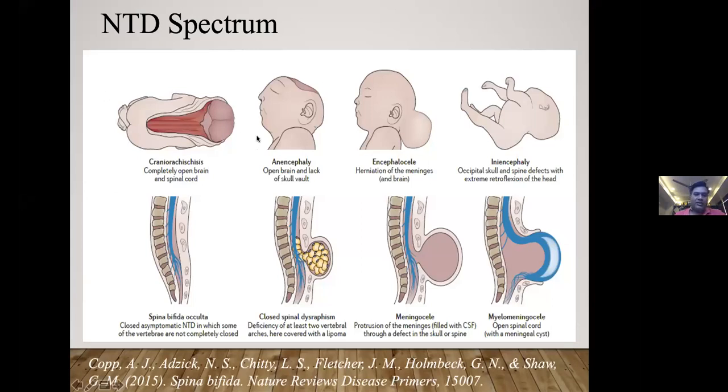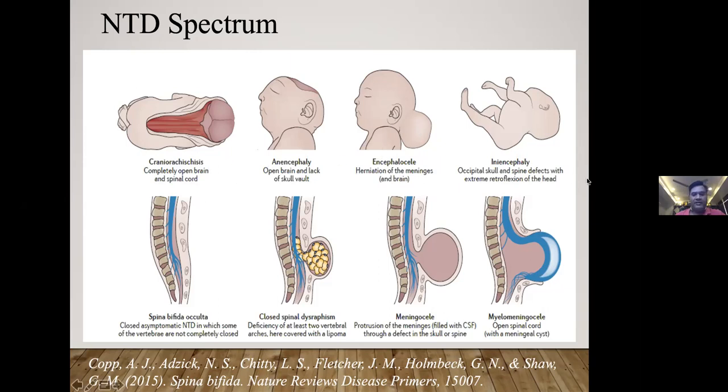So I would spend some time on this nomenclature because at times it becomes confusing and they are actually not named as they should be. If you have the opening only at the level of the brain, then it is called anencephaly. If this extends to the spine, then it is called craniorachischisis. If this extension is not there, then essentially it is anencephaly. If you have a swelling of the brain or meninges in the cranium, then it is called encephalocele. And then there is a unique abnormality where you will have occipital skull and spine defects in the upper part along with severe retroflexion of the head, which is called iniencephaly.